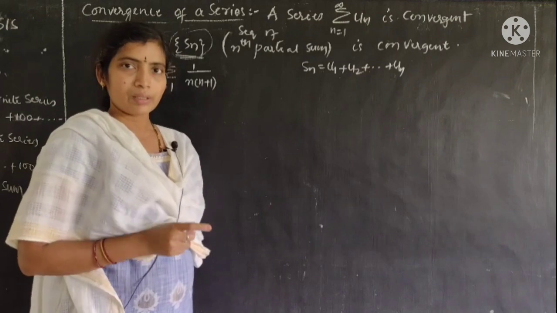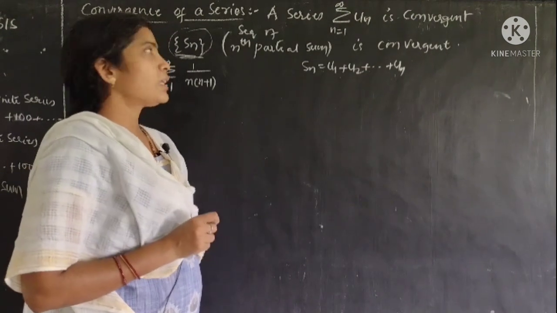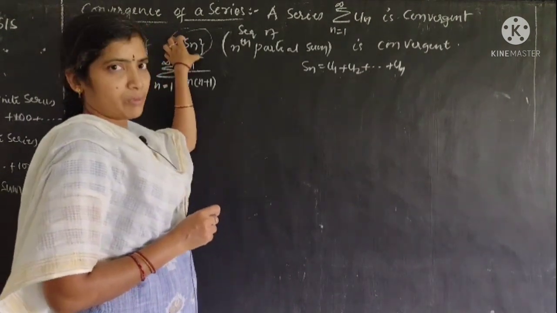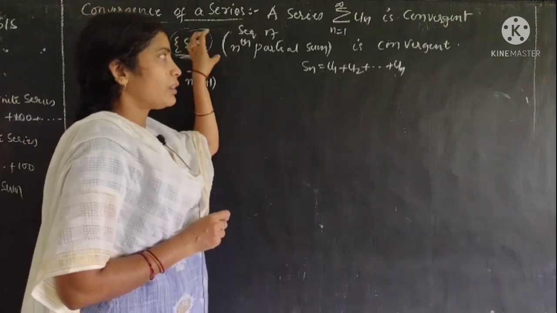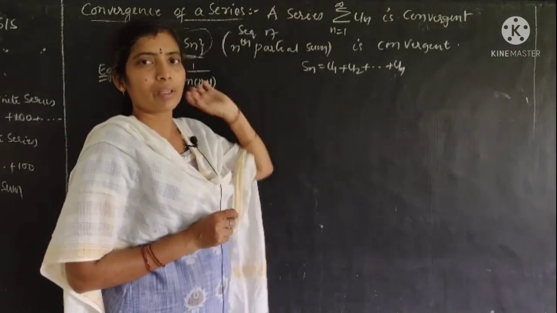If you want to say that the series is convergent, it is enough to prove that the sequence Sn is convergent. What is Sn? It is nothing but the nth partial sum of the given series.